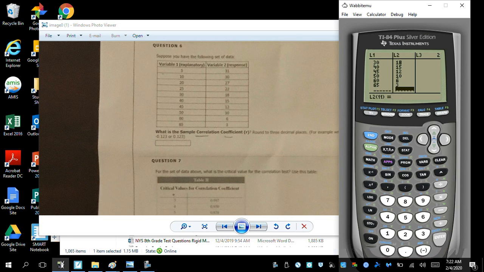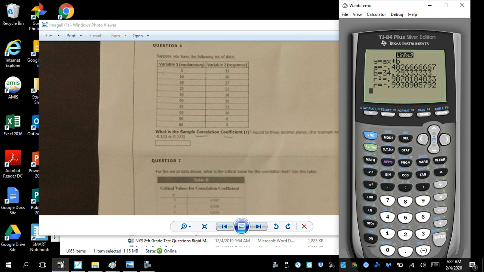So now that you've got your data table, you want to go back to stat. We want to calculate, so move over to calculate. And then I guess correlation coefficient. I think you want to do a linear regression. Seems like it wants to be linear. It doesn't normally tell you whether it should be linear or not. Don't change any of these. Do not change any of these. Okay.